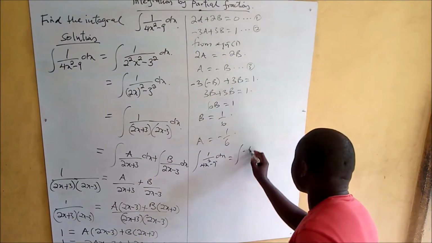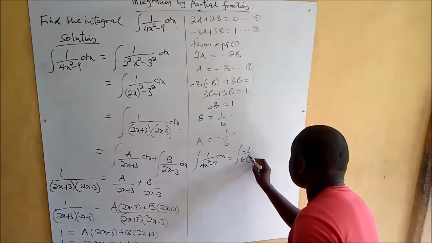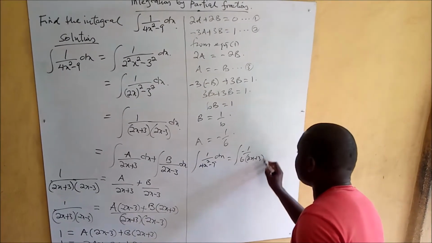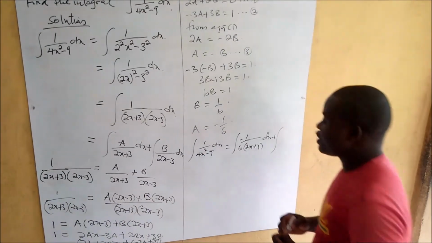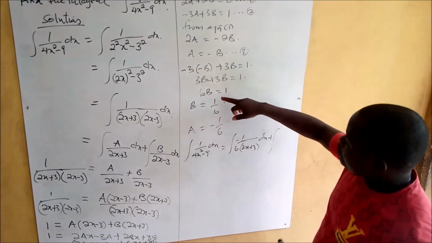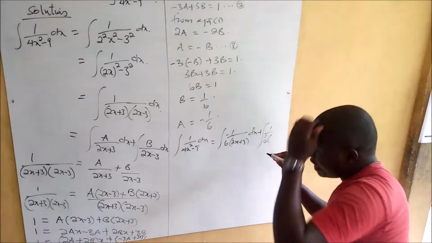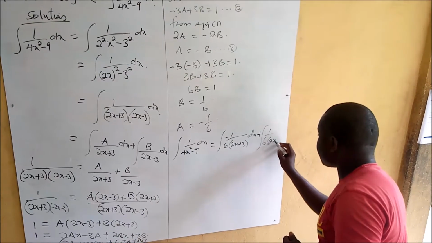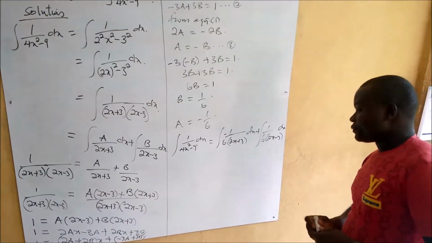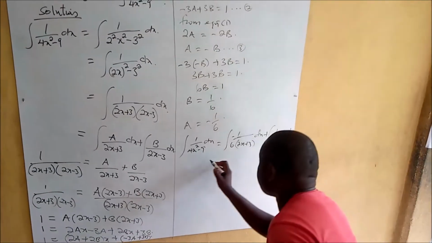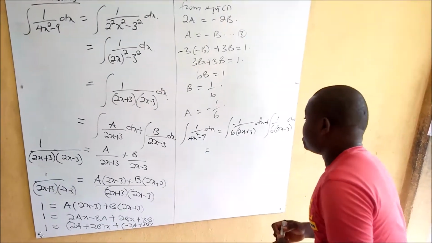So you have minus 1 divided by 6 times the denominator of a, which is 2x plus 3, all multiplied by dx, plus the integral of 1 over 6 times 2x minus 3, all multiplied by dx. This can as well be written by factoring out the constants in the integrand.